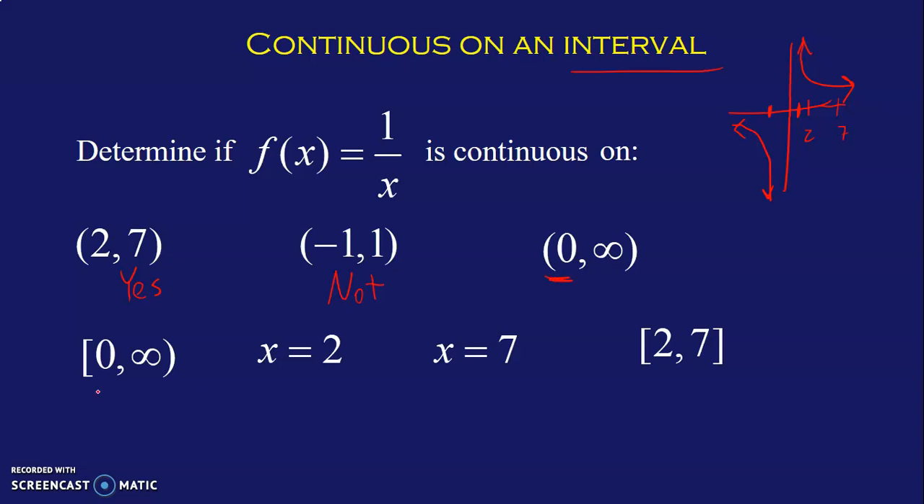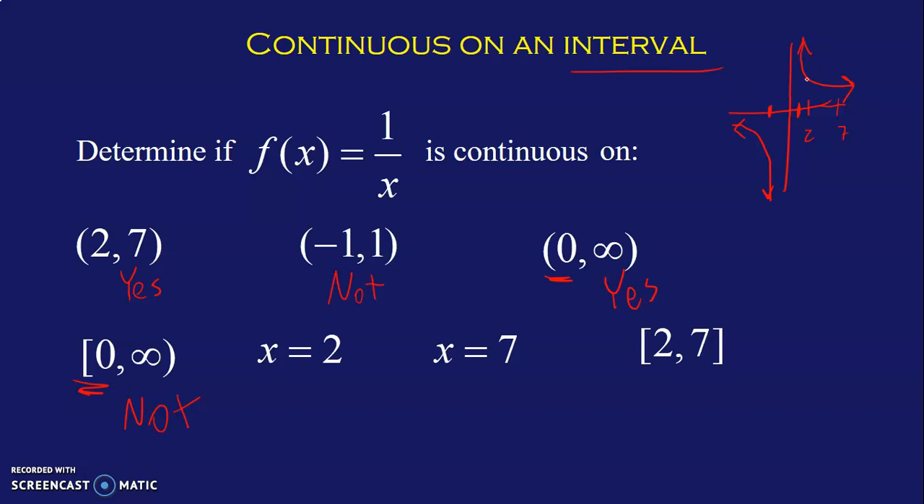And the difference between these two is whether or not I include 0. So as long as I don't include 0, then yes, it is continuous. If I do include 0, then we would say no, it is not continuous because at 0, the function is not defined. And we'll get into the actual definition here in a second.